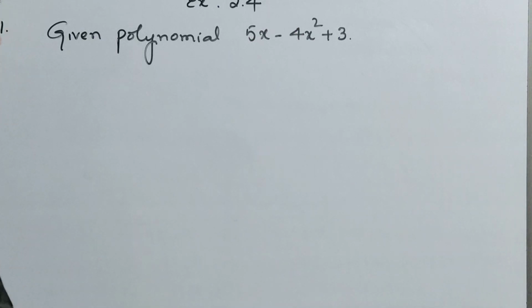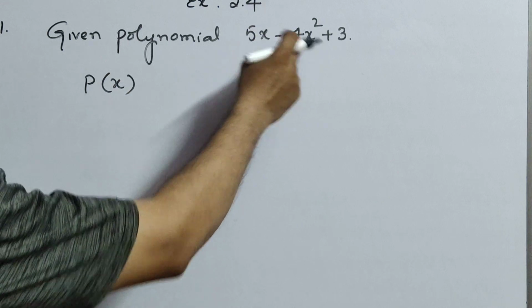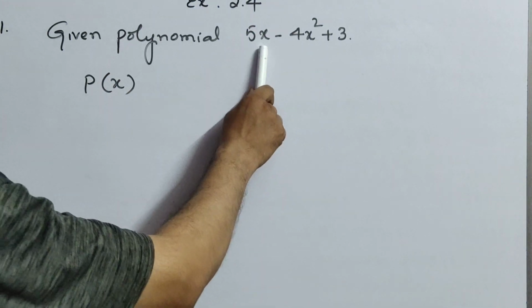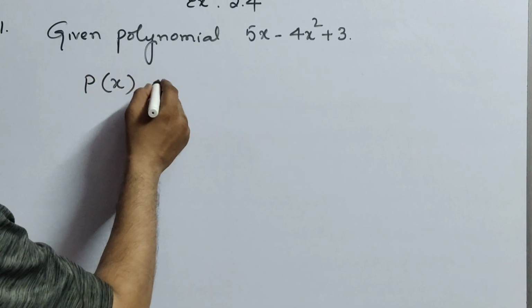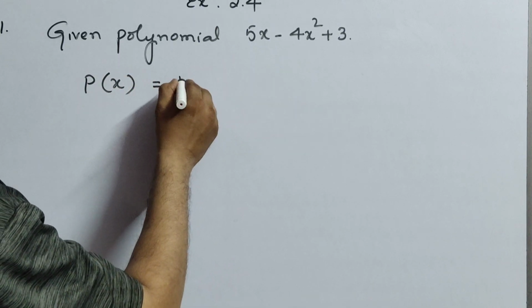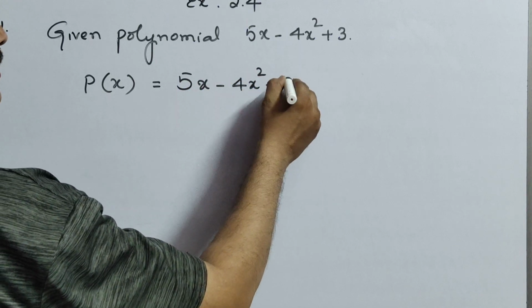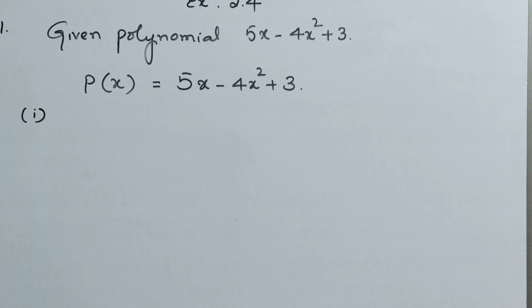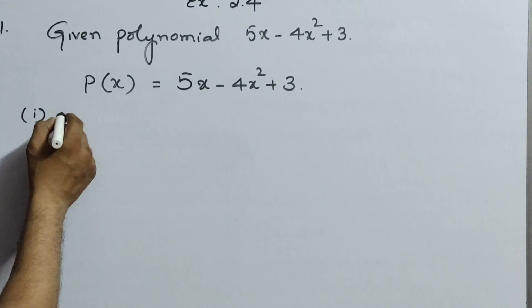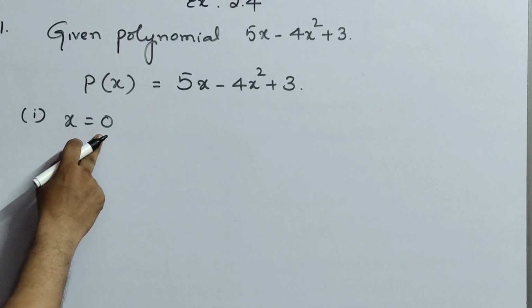If you want, you can write this as p of x also. Why? Because it's a polynomial of x. X is only one variable, no? Yesterday we discussed in the class that x means polynomial of x. So p of x equals to 5x minus 4x square plus 3. You can write in this way. Now what is the first question in that? First Roman first question: x equals to 0. That means wherever x is there, you have to substitute 0.